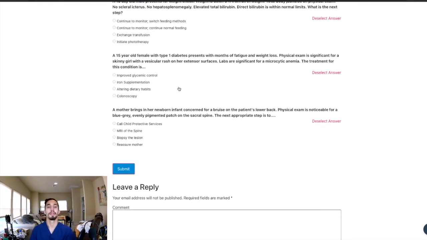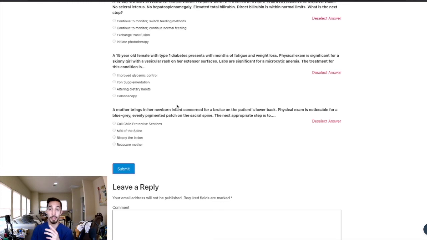So, next question. A 15-year-old female with type 1 diabetes presents with months of fatigue and weight loss. Physical exam is significant for a skinny girl with a vesicular rash on her extensor surfaces. Labs are significant for a microcytic anemia. The treatment for this condition is what?